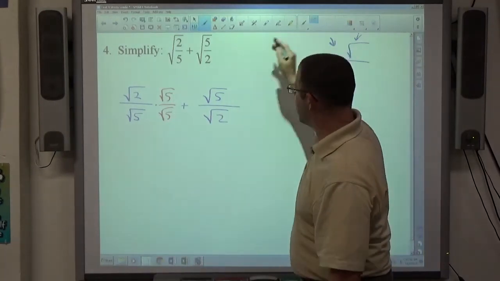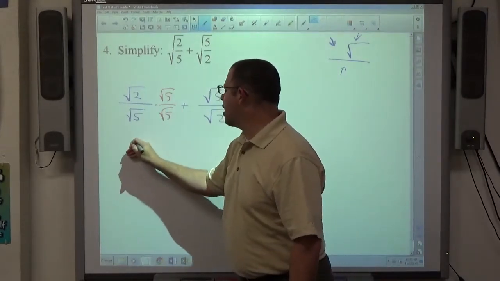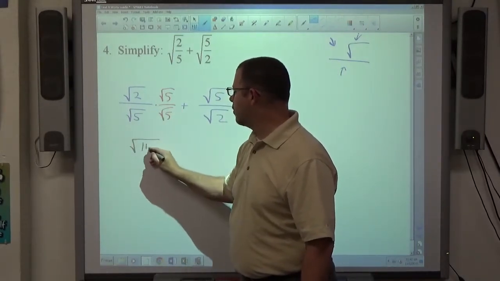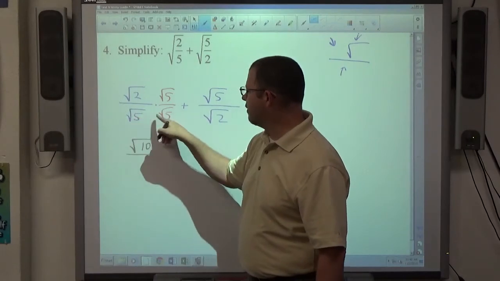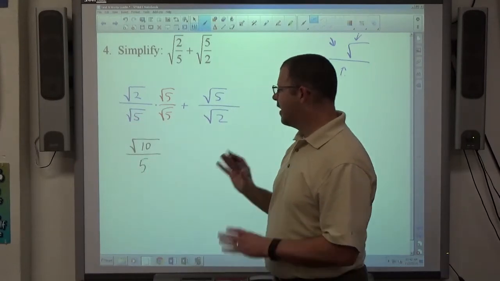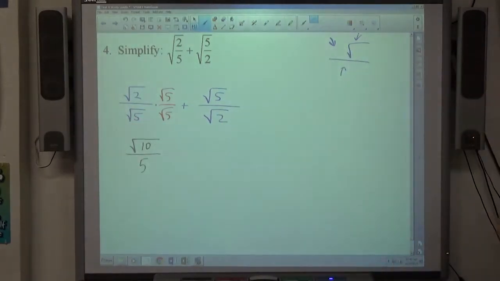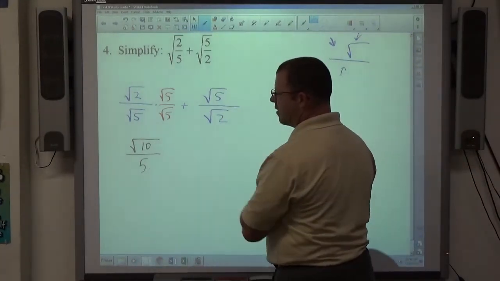So the end result of this term is on top, I've got a 2 and a 5 inside the radical that multiply to make a 10, a square root of 5 and a square root of 5 on the bottom, which make 5. That's as simple as that black term can get. The 10 and the 5 can't reduce because this 10 is inside a radical, that 5 is not.